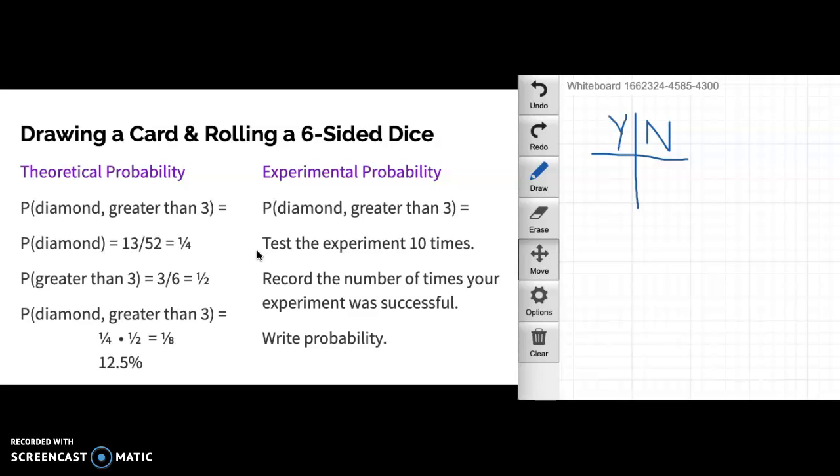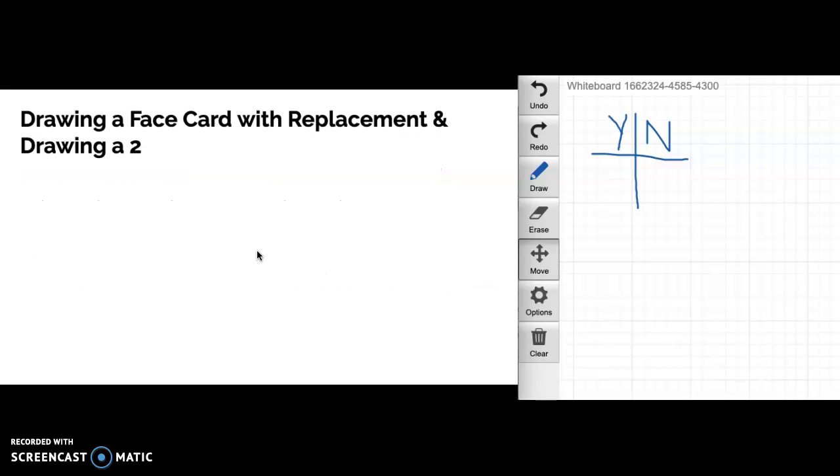Let's do one last example. So this is when we are going to draw a card with replacement. So you'll be using your deck of cards. We want to know the theoretical probability of drawing a face card, meaning a jack, queen, or king, and then drawing a 2. Right? And we are going to, again, split this up into 2 separate events. So we're going to start with event A, which was probability of drawing a face card. There are 12 face cards out of 52 total cards. So the probability of drawing a face card is 3 out of 13.